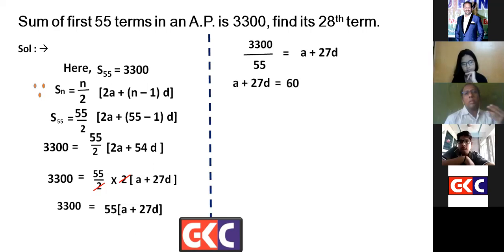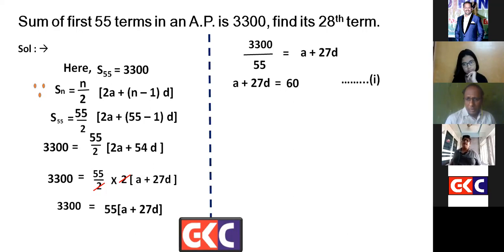Now the problem again: I don't know A, I don't know D. What to do further? Because I don't have any other sequence, any other term, any other sum. So what to do? I can do anything. Let me first put this as number 1.